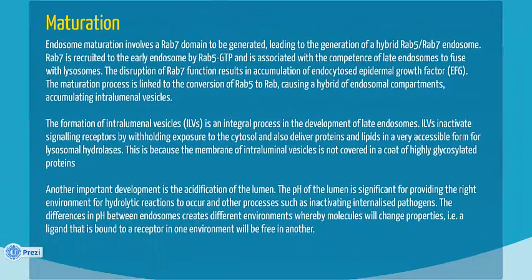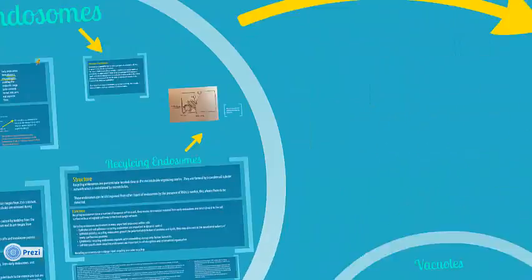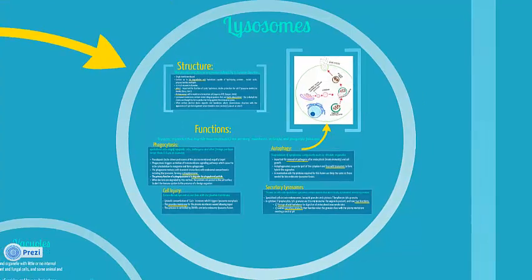Ultimately, all endosomes go through a maturation process. Endosome maturation involves an RAB7 domain being generated. The maturation process causes a hybrid of endosomal compartments accumulating in vesicles. The formation of these vesicles is vital in the development of late endosomes. Another important development is the acidification of the lumen to provide the correct environment for hydrolytic reactions to occur. This degradation happens in lysosomes.